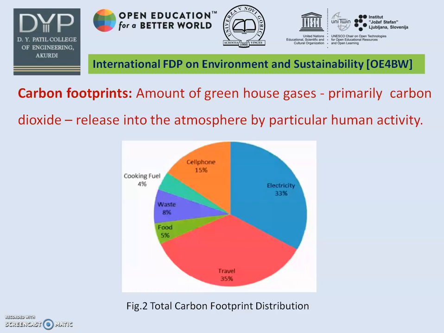If you see the definition of carbon footprint, it is the amount of greenhouse gases, primarily carbon dioxide, released into the atmosphere by a particular human activity. If you see the total carbon footprint distribution, you will find that 33% is the contribution of electricity, 35% is for travel, 5% emission is by food, 8% is waste, cooking fuel contributes 4%, whereas cell phone contributes 15%.